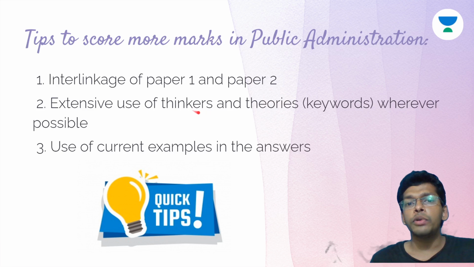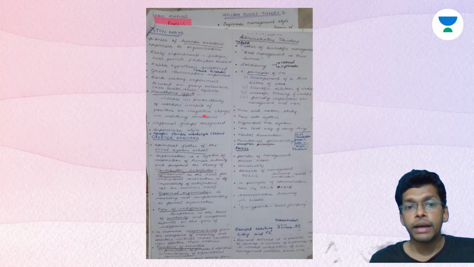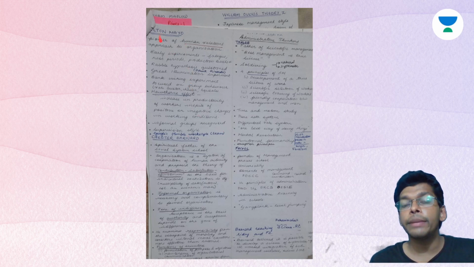Also, when we come to Google, the work culture of Google actually resembles the human relations approach of Elton Mayo, right? So if we come back here, you can see that I have written Google's flexible work style as an example under Elton Mayo. In this manner, you should be able to connect one thinker with current examples.